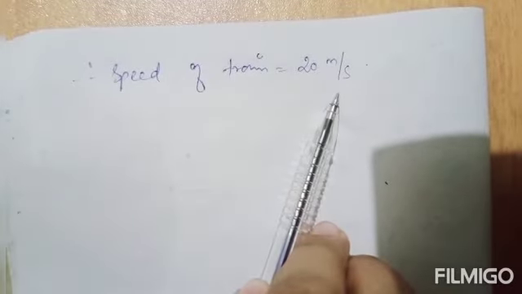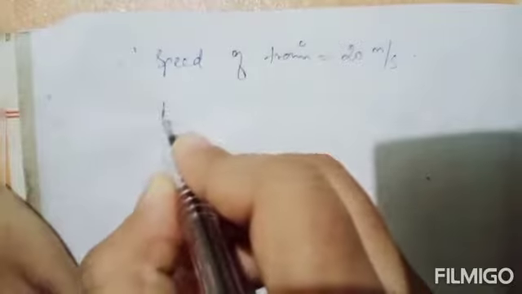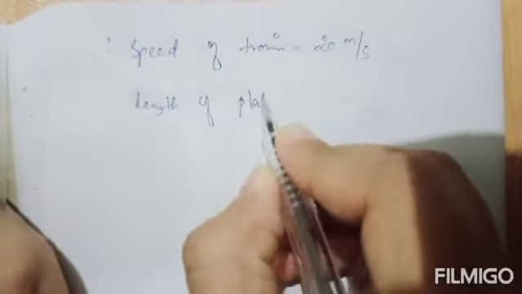But our question is how long will it take to pass another platform which is 100 meters long. So here the length of the platform, this is another platform, is given as 100 meters. How long will this train take to cover or pass this platform? That is the question.